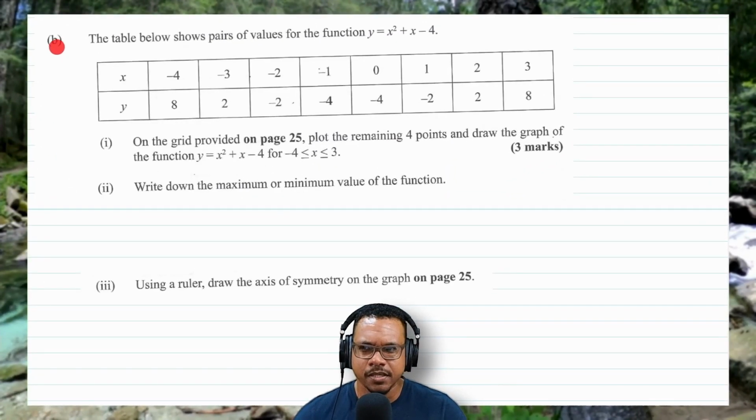So moving on to part B, we have the table below shows the pairs of values for the function y is equal to x squared plus x take away 4. Now usually in a question like this, you have some of the values for y that's been missing. But in this question, they give you all the values for y. So what they wanted to do for part 1 is on the grid paper provided, they wanted to plot the remaining 4 points and draw the graph of the function.